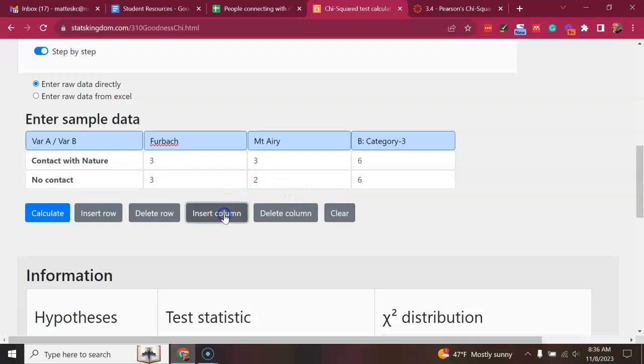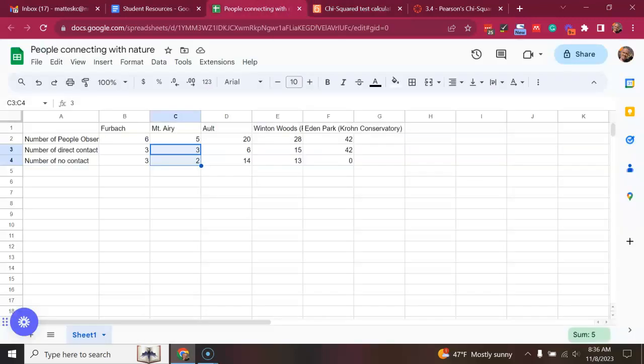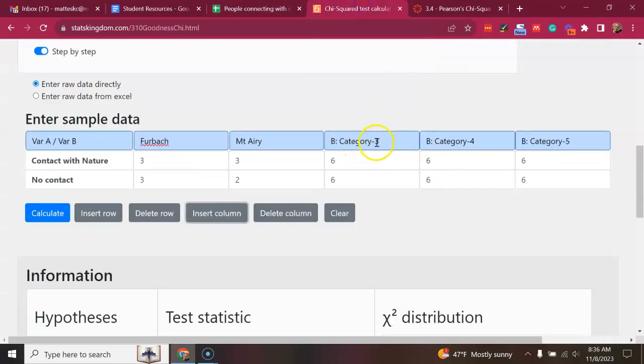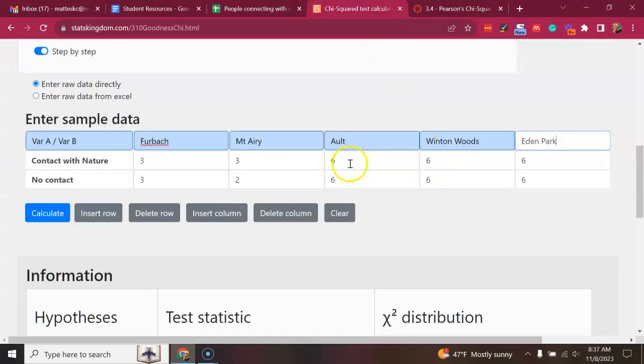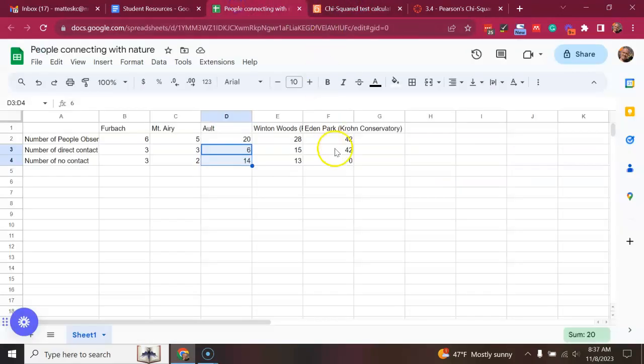So we're going to insert more columns. We have a total of 5. So we have Alt, and I think this one was Winton Woods, and this one is Eden Park. So we've got 6 and 14 for Alt, and 15 and 13 for Winton. And Eden Park, interesting, 42 and 0.